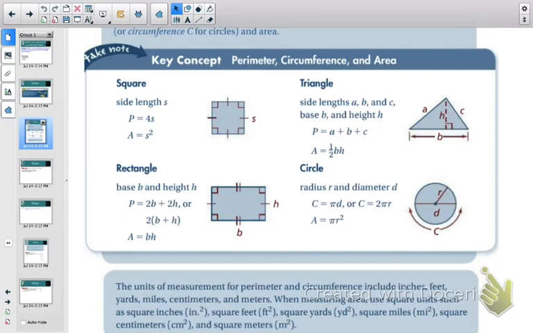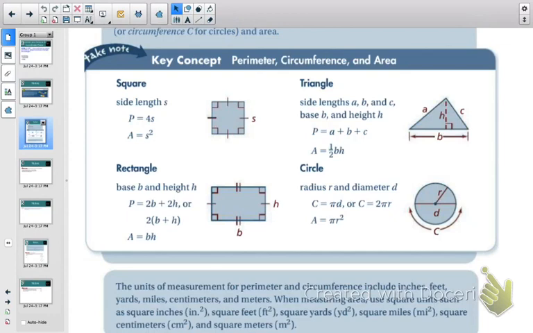Square, to find the perimeter, you just add up all the sides. So with side length S, it's going to be 4S because the square has all the same sides, so 4 times S. For area, it's side times side, or S squared, since the sides are all the same.